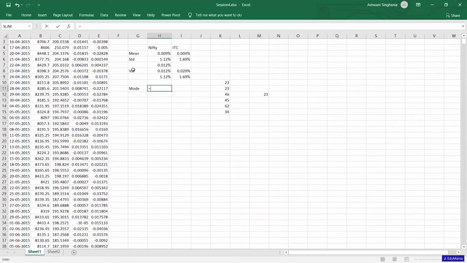Similarly, we can calculate the mode, that is, which return appeared the maximum number of times. But we can see that these numbers have many decimal places, so possibly there would be no mode at all, because numbers are going to differ by 0.001 or 0.0001. Maybe there will be no same kind of return.